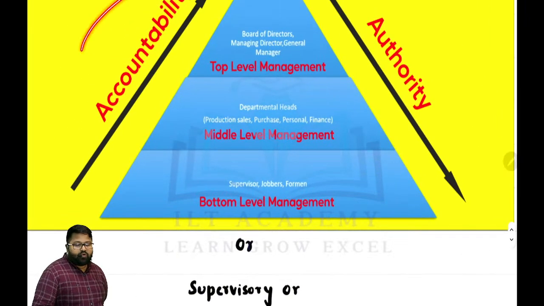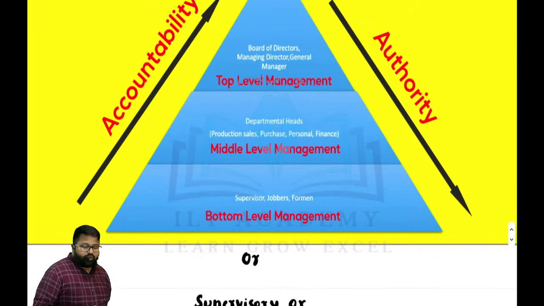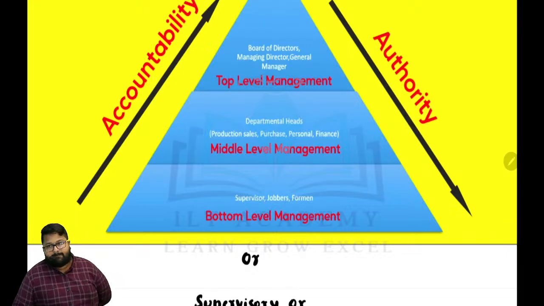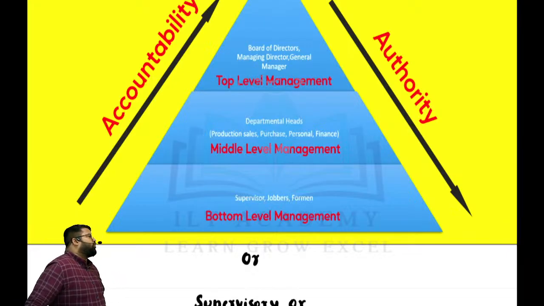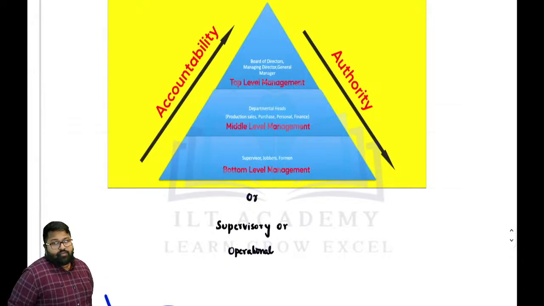And what about accountability, sir? What is the direction of accountability, ma? Bottom to top. And what about authority, ma? From top to bottom. Who has the highest authority? Top management has the highest authority. When we go to the lowest level, the authority will reduce. The powers they have will be less. Okay. Done with these points.